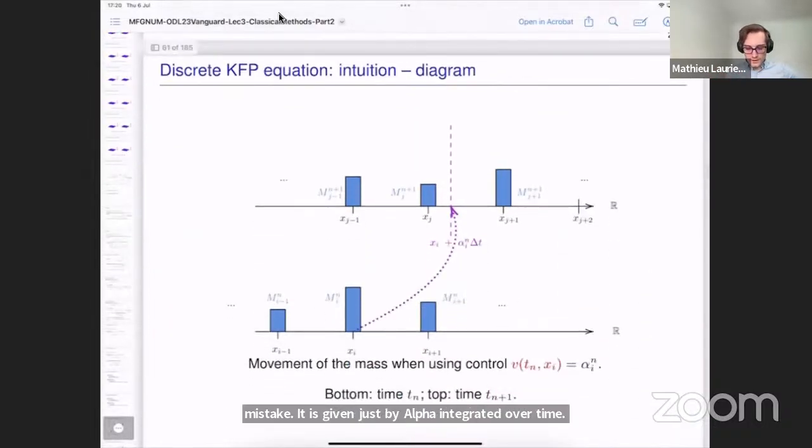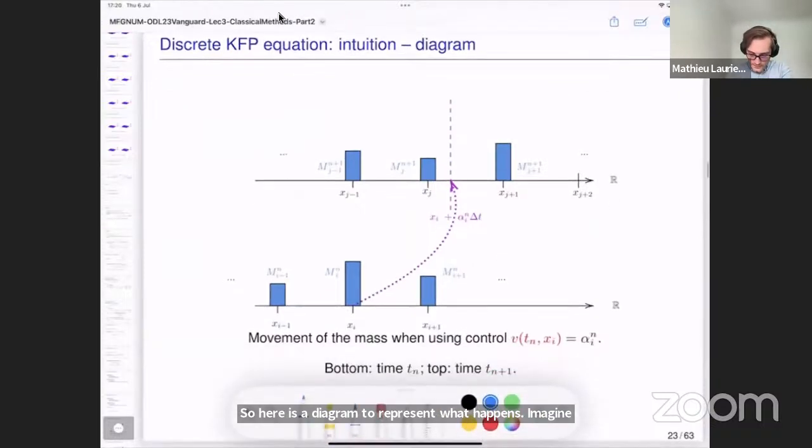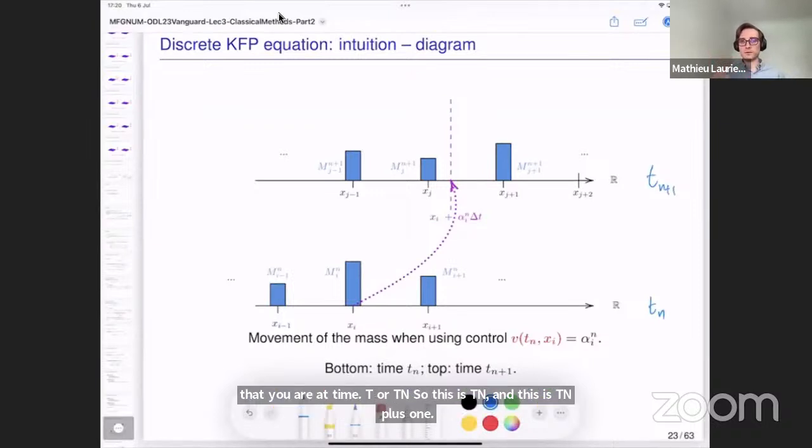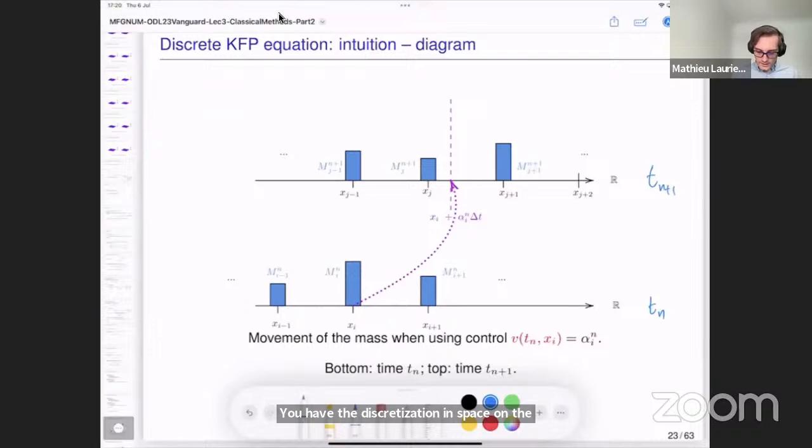So here is a diagram to represent what happens. Imagine that you are at time t, or tn. So this is tn and this is tn plus 1. You have the discretization in space on the horizontal axis, and imagine you are at xi. Let's for now forget the m, the density. The m represents somehow the histogram of the distribution. Let's forget about it. Let's just look at xi. You are at position xi, and you take an action alpha_i^n for time tn. You end up here.